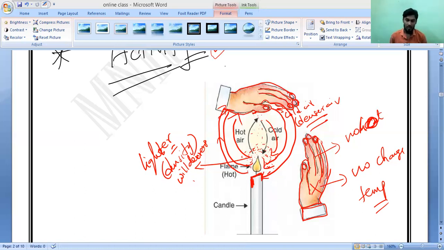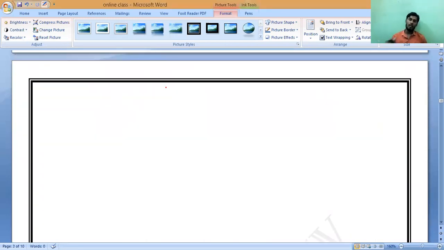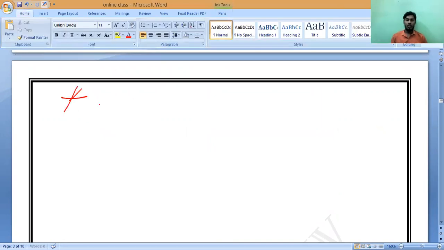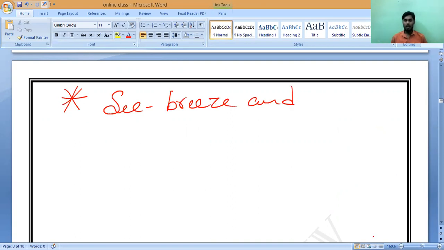So what does that mean? Convection currents in air also occur in nature, which leads to the blowing of sea breeze and land breeze in coastal areas. So that is our next concept. Please, all of you keep the heading. Next, what is it? Sea breeze and land breeze.